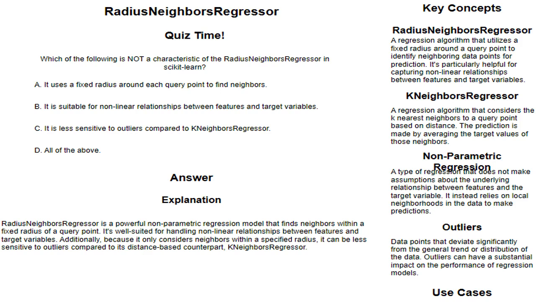Incorrect. This choice is incorrect because all the preceding statements A, B, and C accurately describe the characteristics of radius neighbors regressor. D. All of the above.